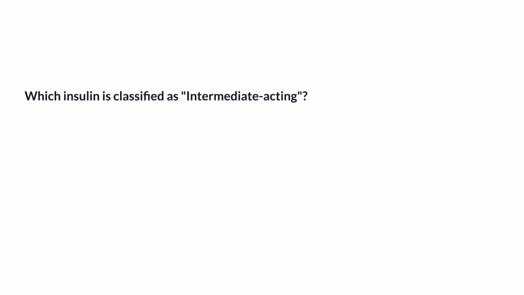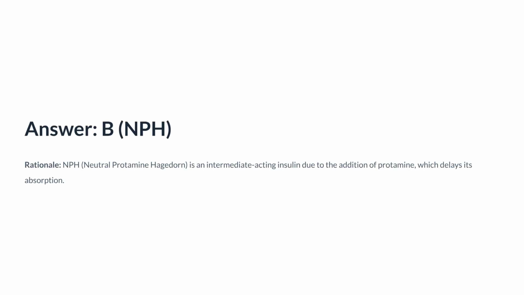Which insulin is classified as intermediate acting? The answer is B, NPH. NPH, or neutral protamine Hagedorn, is an intermediate acting insulin because the addition of protamine delays its absorption.